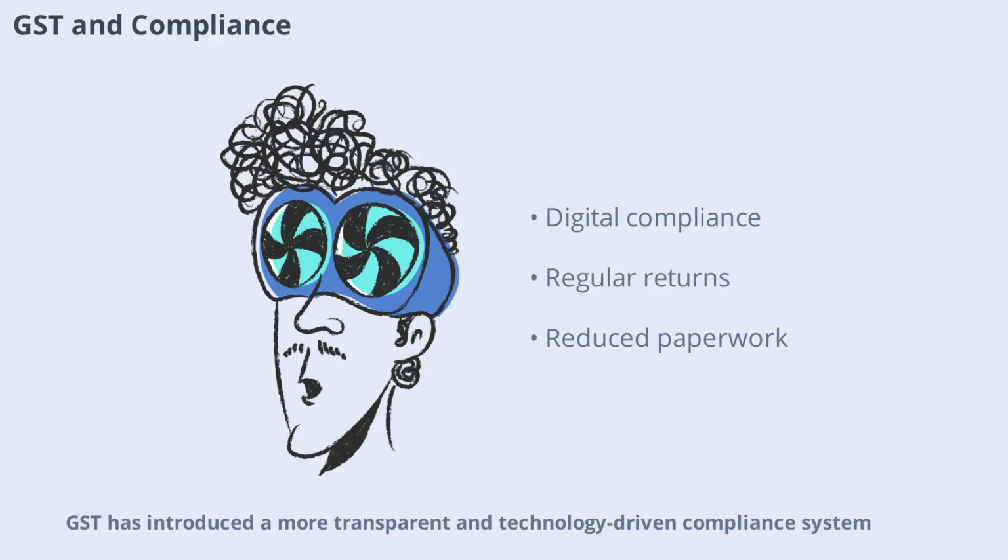GST has introduced a more transparent and technology-driven compliance system. Businesses are required to file regular returns, maintain detailed records, and use digital platforms for tax payments and credits. This shift to digital compliance has reduced paperwork and made it easier for businesses to stay up to date with their tax obligations.